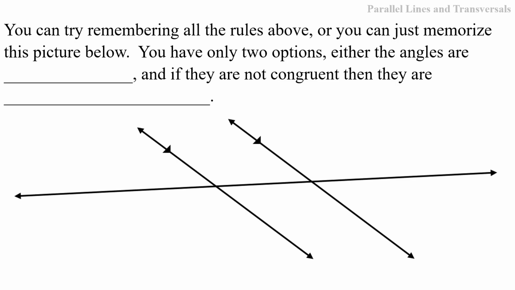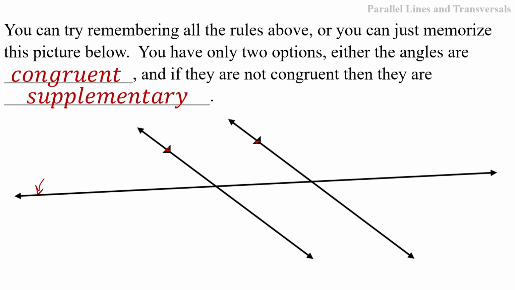Okay, you have only 2 options when you have 2 lines that are parallel, cut by a transversal. And the options are either the angles are going to be congruent, and if they are not congruent, they are going to be supplementary. So there's only 2 choices you have. Every time you pick 2 angles, they're either going to be congruent or they're going to be supplementary. Okay? And here's a good way to think about it.